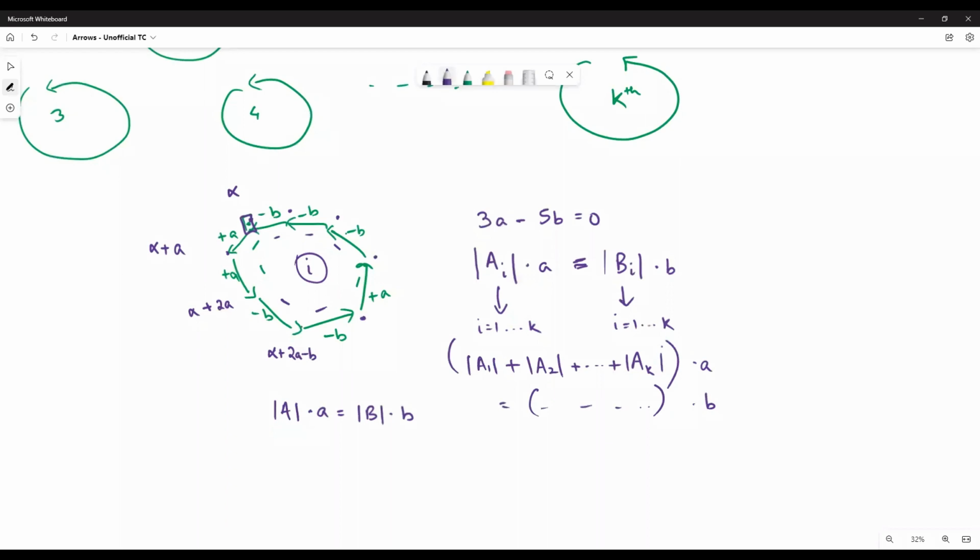Alpha plus A, minus B, minus 2B, alpha plus 3A minus 2B, alpha plus 3A minus 3B, alpha plus 3A, sorry, minus 4B. And in the last, we have alpha plus 3A minus 5B. But this was equal to alpha, right? That's what I was asking, how the initial and the final point was equal.